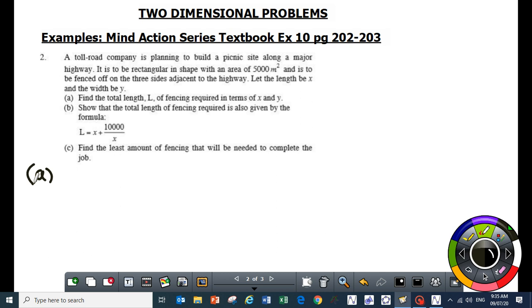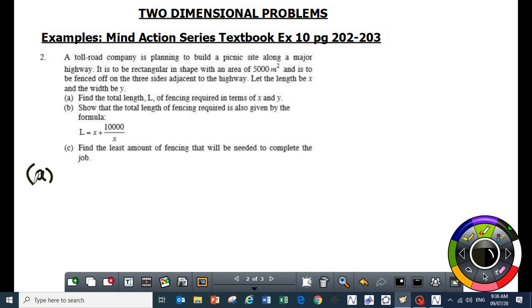Now here, it depends on how you understood the question. In my case, the question says a toll road company is planning to build a picnic site along a major highway. It is to be rectangular in shape with an area of 5,000 square meters and is to be fenced off on the 3 sides that are adjacent to the highway. Let the length be x and the width be y.